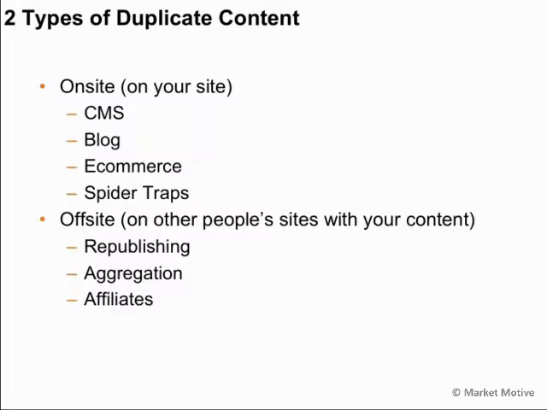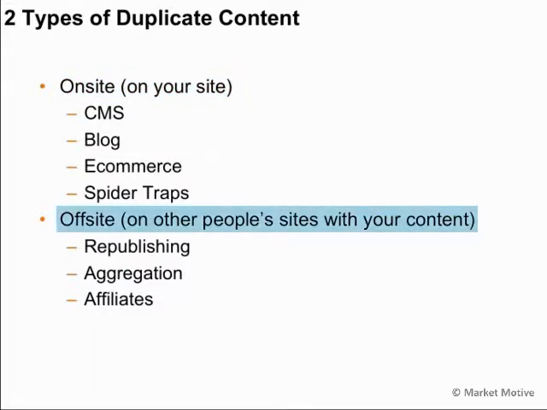So we'll look at 2 different types of duplicate content in this video. On-site being on your site, it's often created by CMSs or blogs or e-commerce platforms, and this will create spider traps to keep the spiders from indexing your site appropriately. That's where we waste those crawl cycles, is with those spider traps. If they're hitting the same pages over and over and over when they come in to index your site, that's going to create a problem with your indexation and create indexation issues.